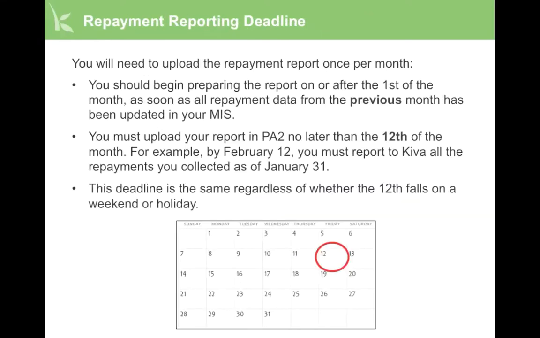You will need to upload the repayment report once per month. You should begin preparing the report on or after the first of the month, as soon as all repayment data from the previous month has been updated in your MIS. You must upload your report in PA2 no later than the 12th of the month. For example, by February 12th, you must report to Kiva all the repayments you collected as of January 31st. This deadline is the same regardless of whether the 12th falls on a weekend or holiday.